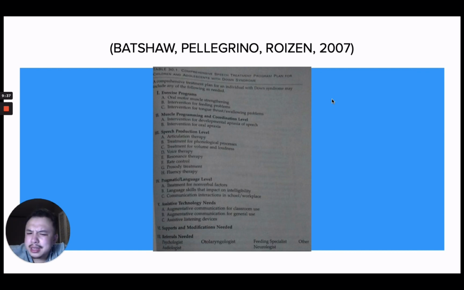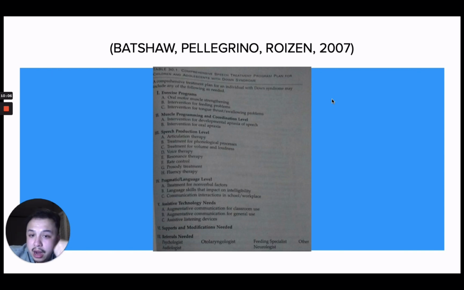So if you see the different areas, we focus on exercise programs, muscle programming, and coordination level. We may also look into speech production level, their pragmatic and language level, and assistive technology needs. Now, what are assistive technology needs? These are your augmentative devices, which you will learn further in AAC in the future. Okay, so let's talk about the different things specifically.